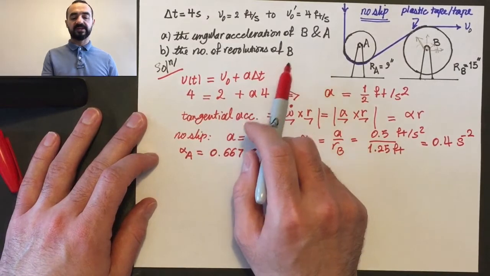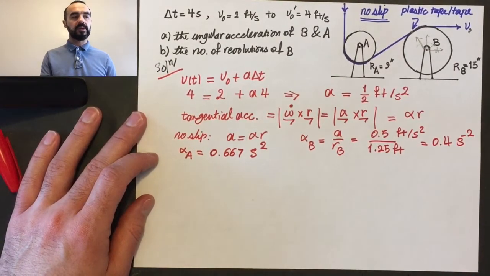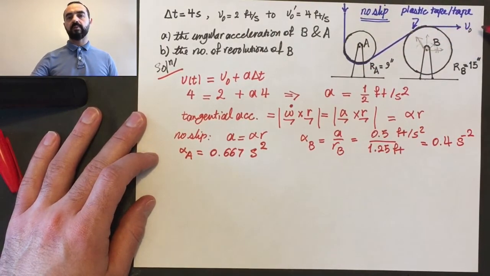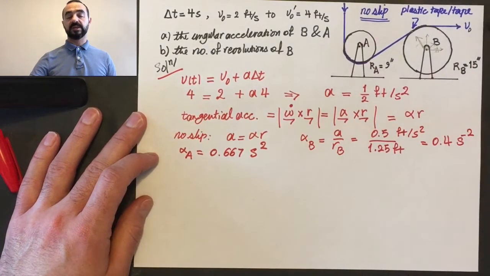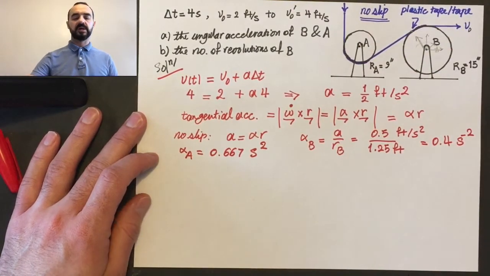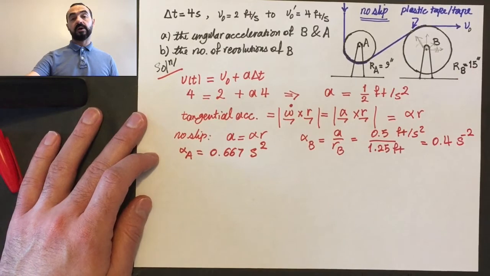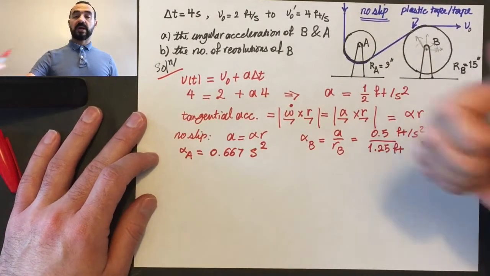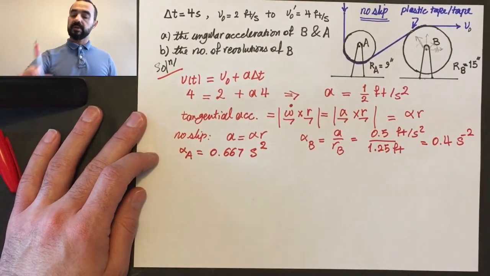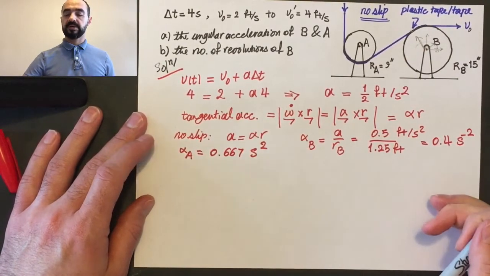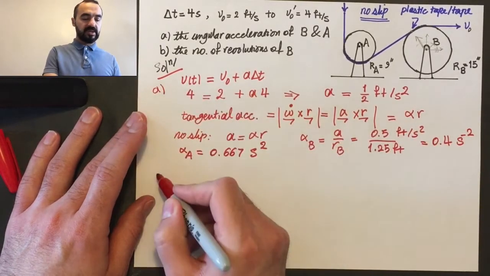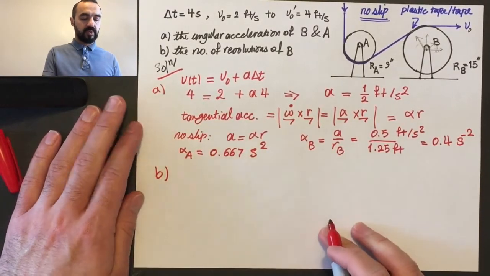In part B, it asks the number of revolutions of B during delta t. So as this tape increases, the velocity of this tape is increased. For example, let's say this tape on the other side is connected to a motor. So as we pull this tape, we increase the velocity of this tape. All right, so all we need to pay attention to. Okay, this was part A. Part B.